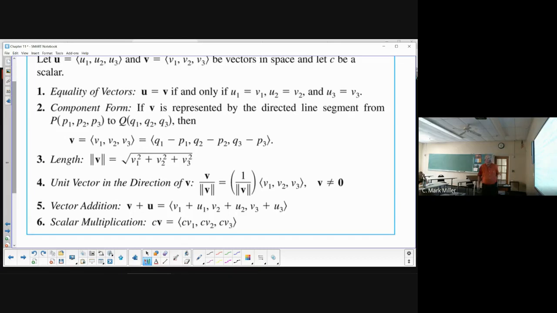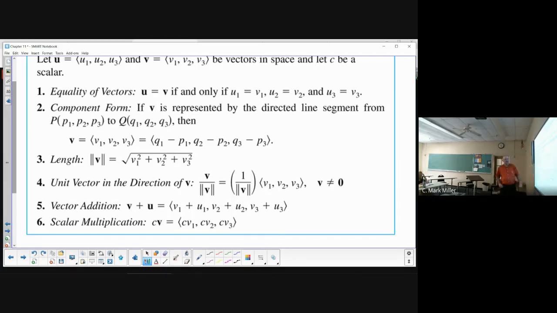So, for example, Q is my terminal point, so I have to subtract P's from Q's, right? This is the endpoint, this is the initial point. So I subtract P's from Q's, and each of these three things are just numbers now inside angle brackets. Length, that's the same thing we had last section, right? Two dimensions, three dimensions.